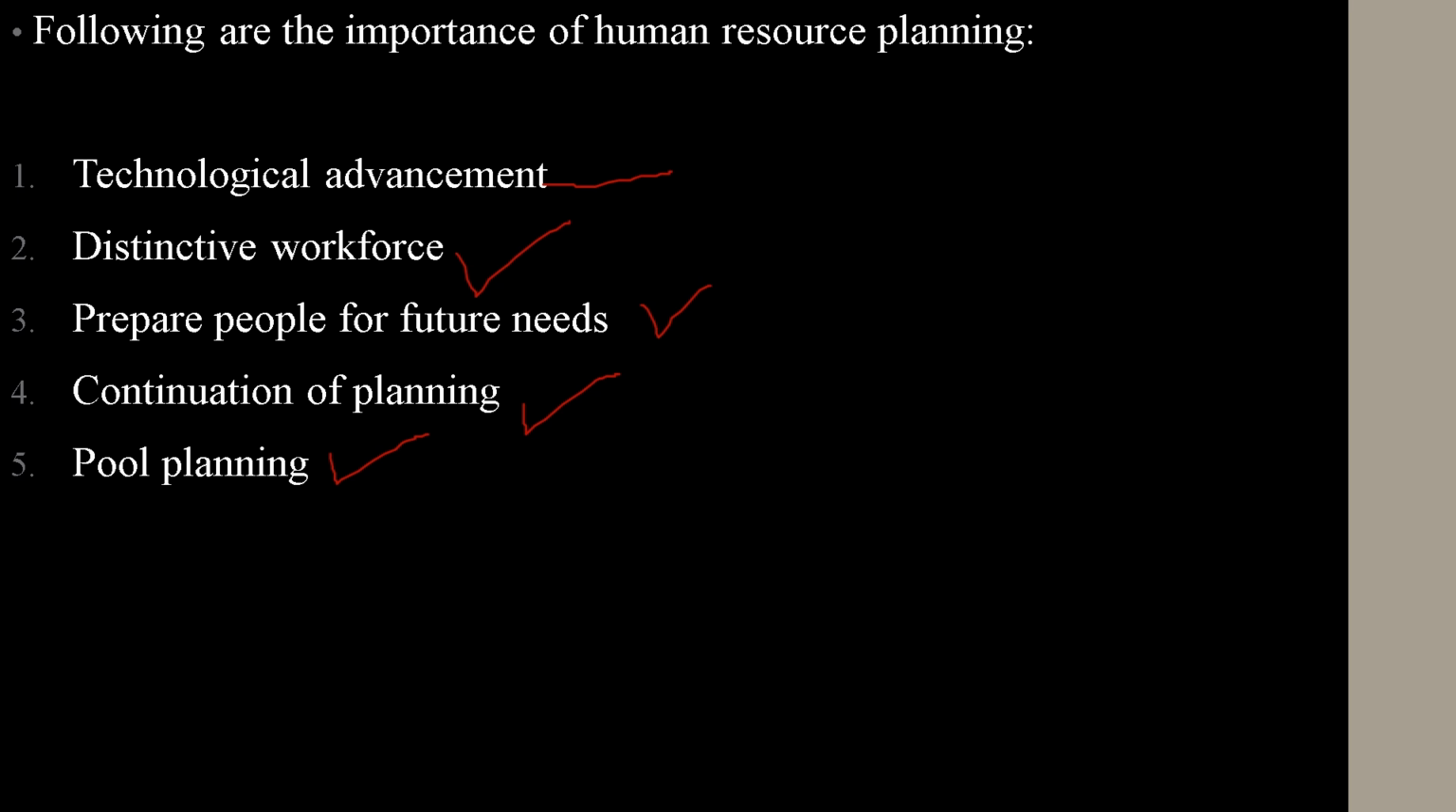Next is prepare people for future needs. What HRP will do is prepare employees for the future. For example, if there is a vacant position open in an organization, or if an employee is going to retire, or if they expect that some employees may leave the organization next year for some reasons. Suppose you think 20% of the employees are going to retire in 2026.